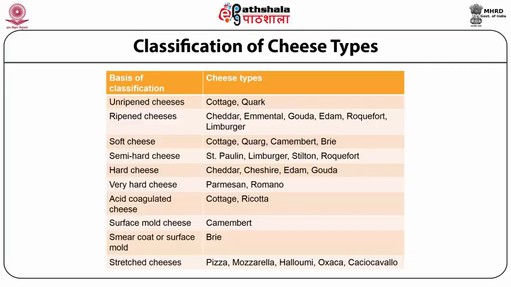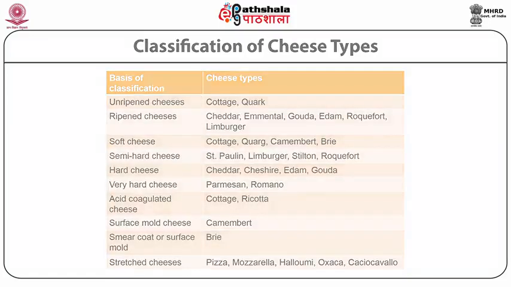Next is smear coat or surface mold. A glaring example of this is Brie cheese. And finally, the stretched cheese, which are especially used on bakery products, including the pizza. These include the mozzarella, including the pizza variety, halloumi, oaxaca, and Caciocavallo.